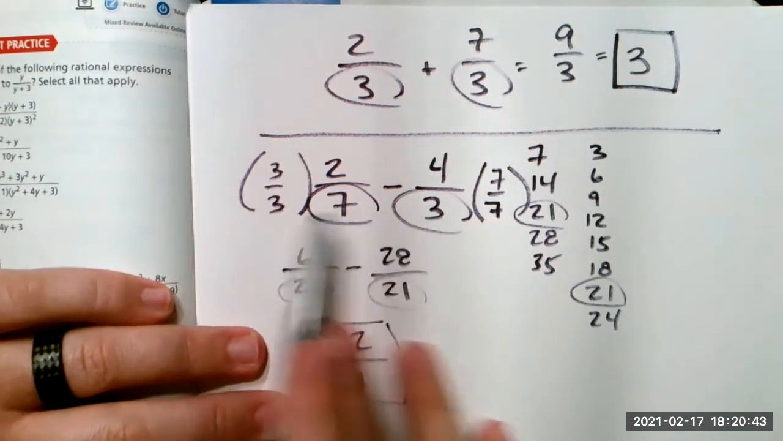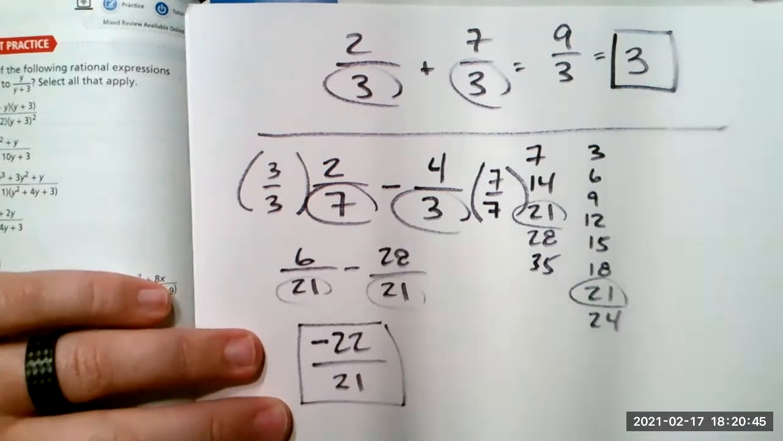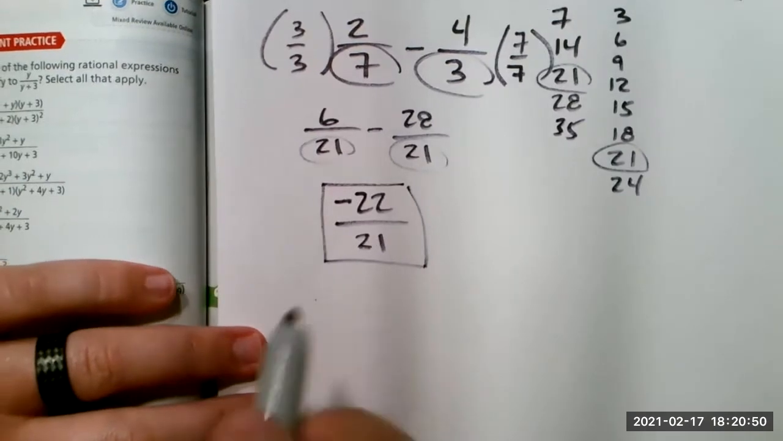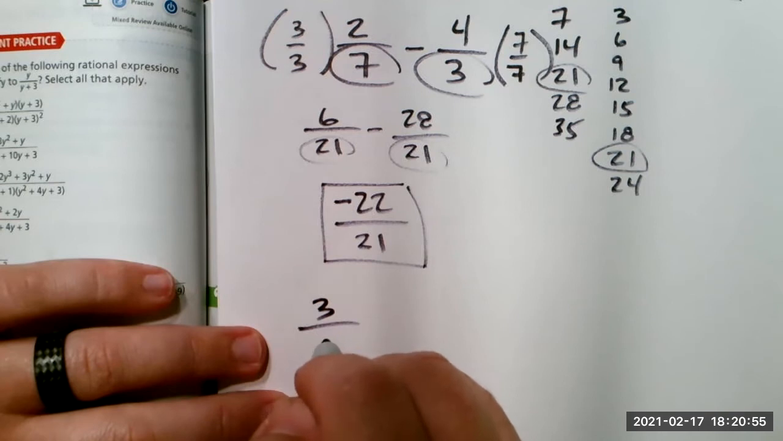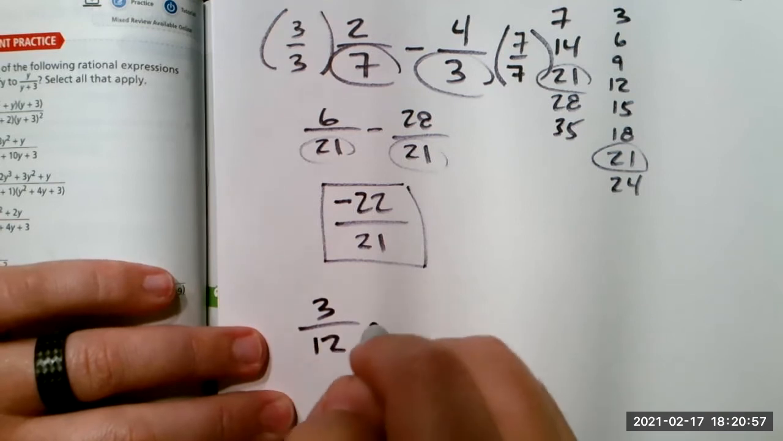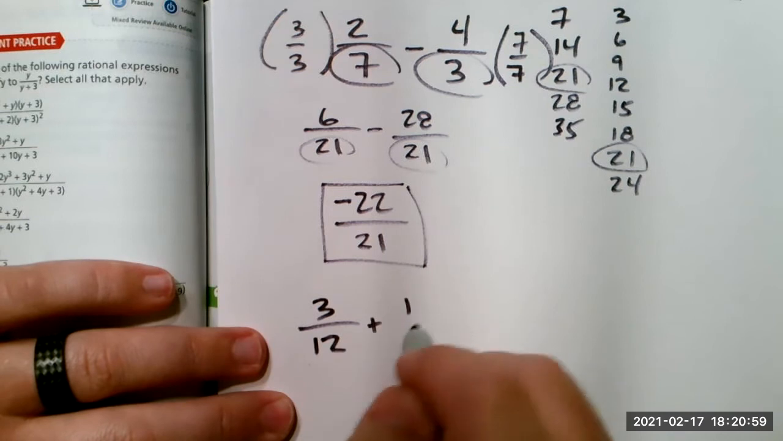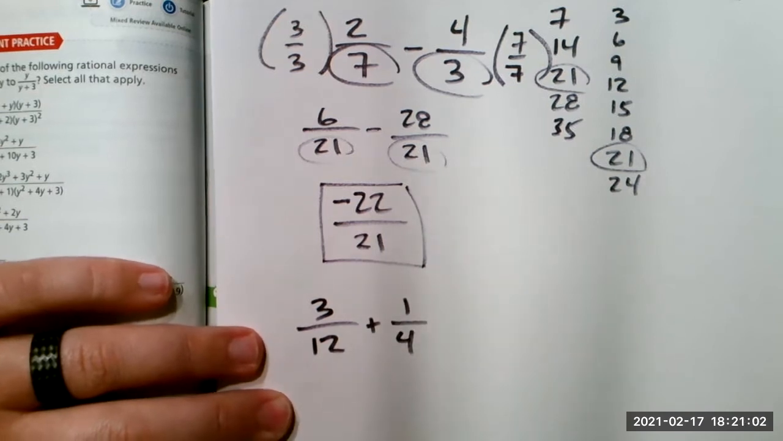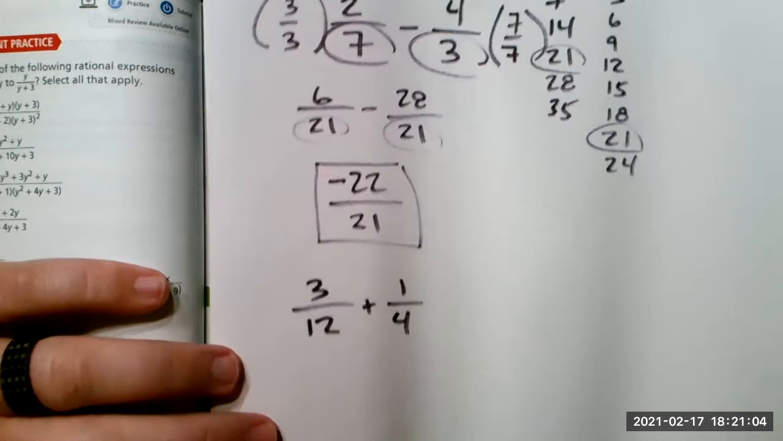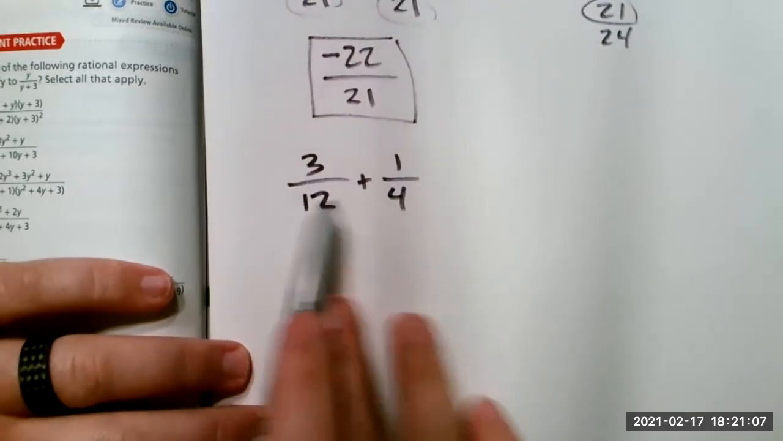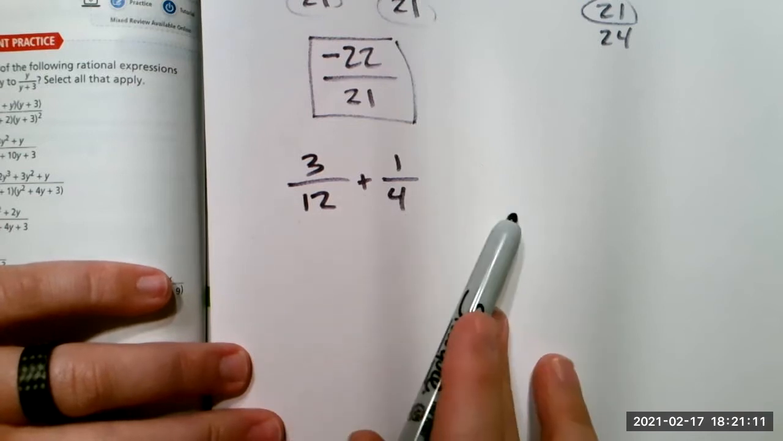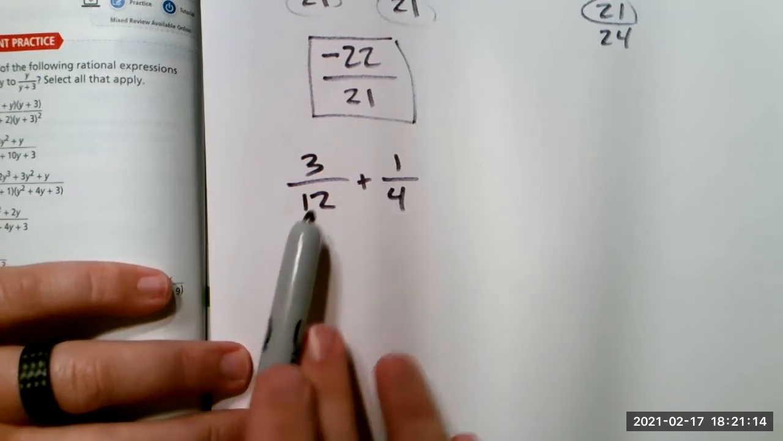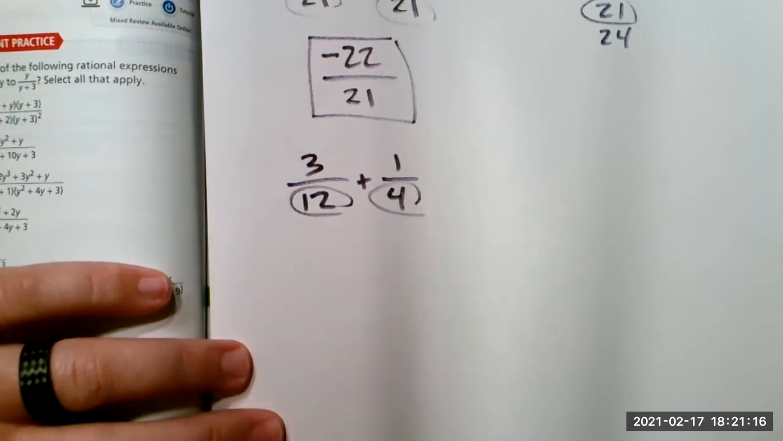Will you always have to multiply both fractions by something? No, it just kind of depends, right? There's a lot of different situations. Let me leave that one up there. Let me think of one. How about 3/12 plus 1/4? Okay, 3/12 plus 1/4. Again, I can't add these. It's not like it's going to be 3 plus 1 is 4, 12 plus 4 is 16. It doesn't work like that. You've got to have common denominators.